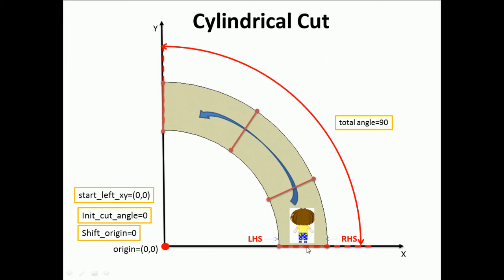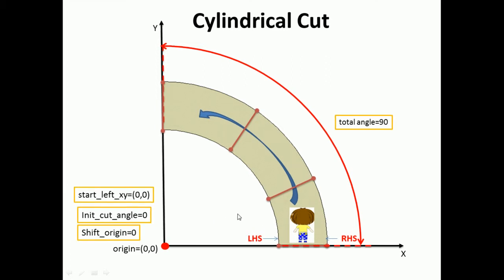As is said in straight cut, the reference point will change when we move along the track. But the reference angle will not change because it keeps moving in the same direction. But in cylindrical cut, when you move in counterclockwise direction, the reference point doesn't change while the reference angle keeps changing.